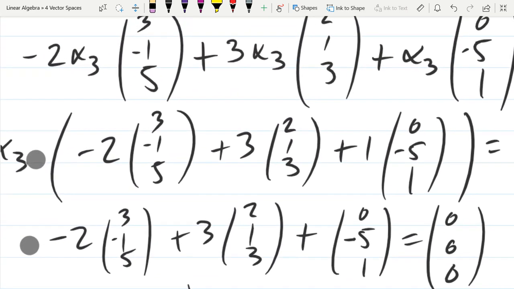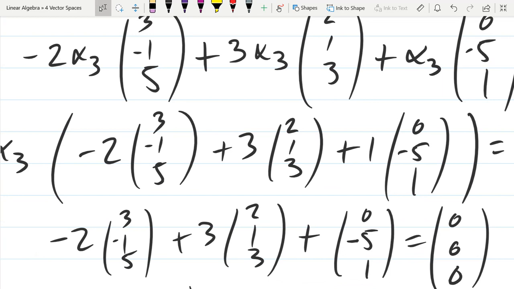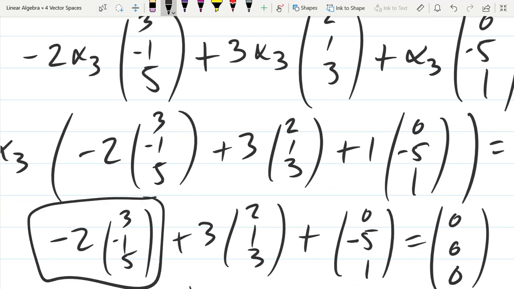So the line at the bottom of the board, I could have solved for any of the three vectors. It's not hard to solve for the first vector. All you do is subtract the other two to the other side and then multiply by negative 1/2. I could very easily solve for the first vector, which means I could have thrown out the 3, 1, 5 vector and kept the other two, so that the other two would be a basis.